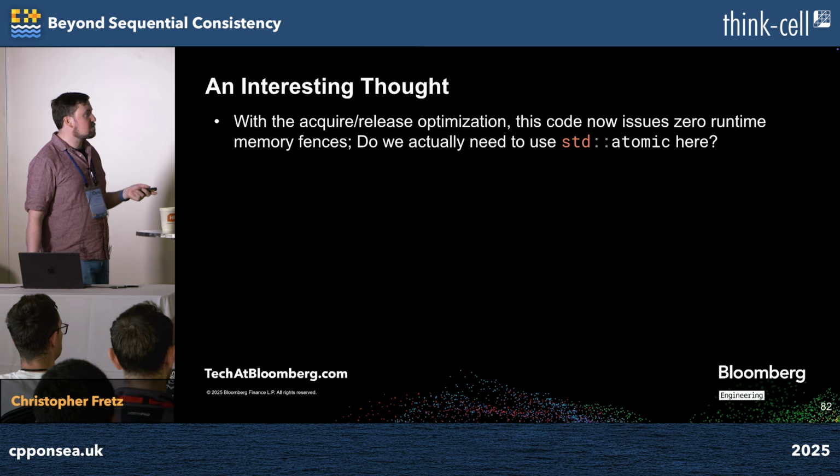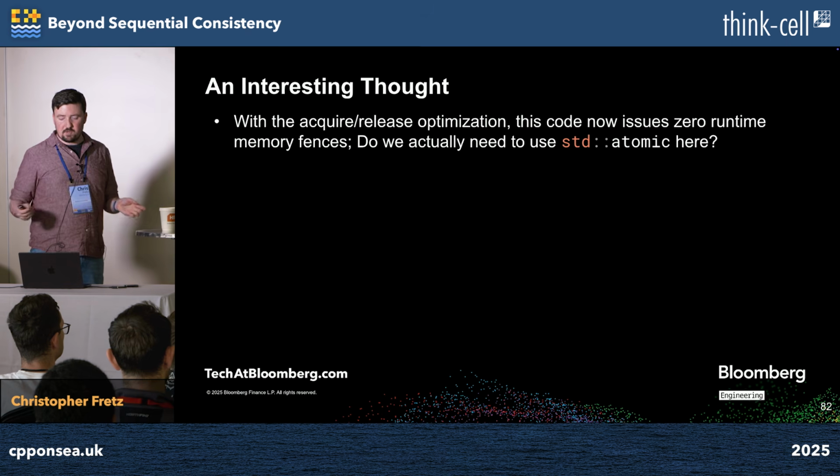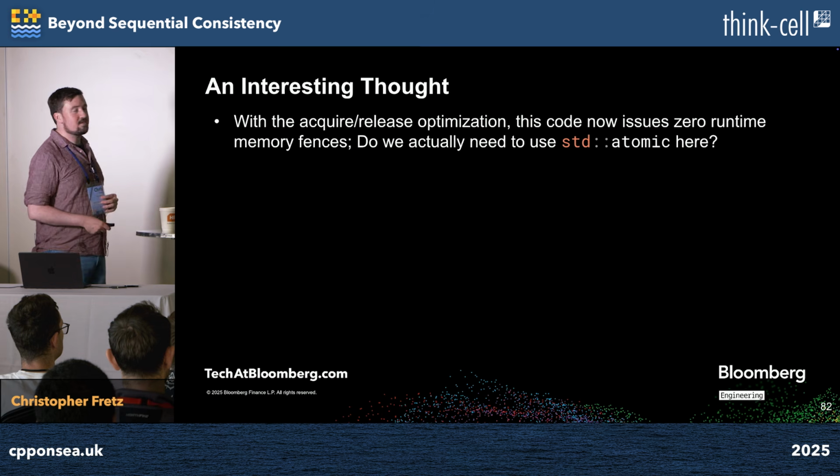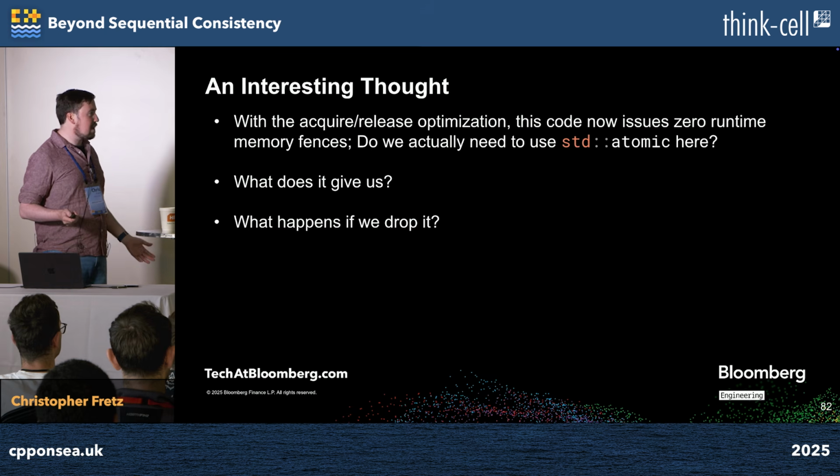So yeah, interesting thought. And this is getting into what I mentioned before. With the require release optimization, this code now issues 0 runtime memory fences. Like, do we actually need std::atomic? What is it doing for us? And what happens if we drop it?